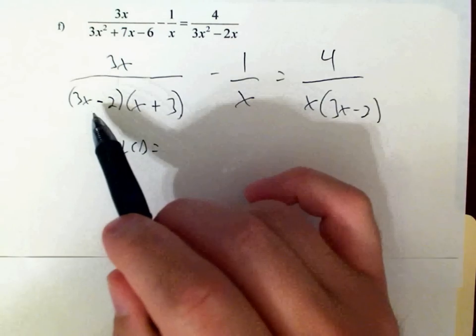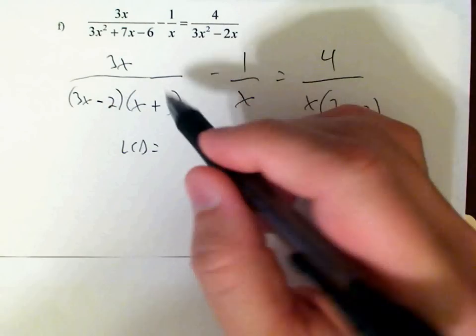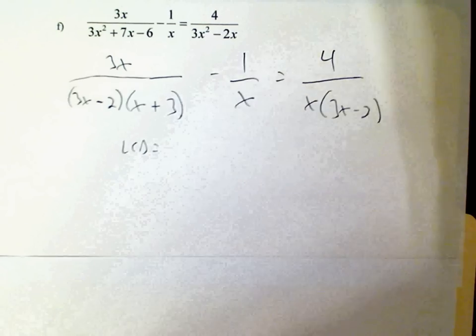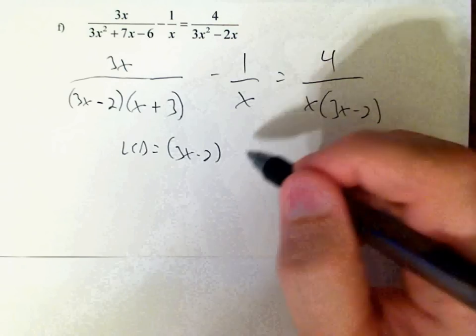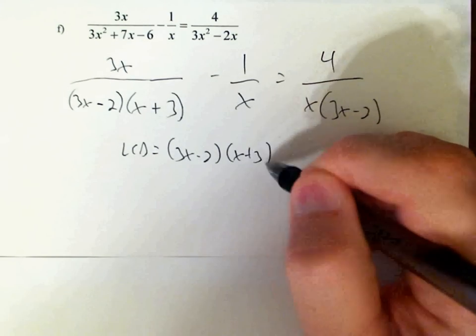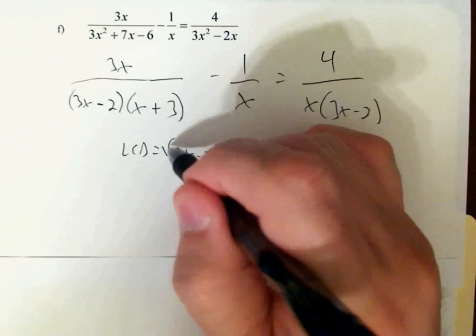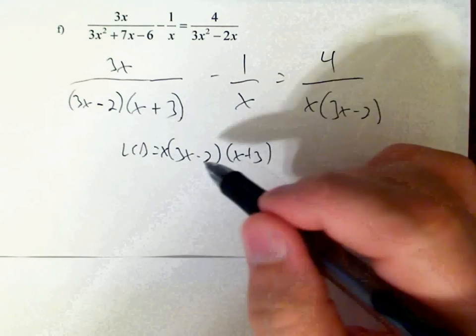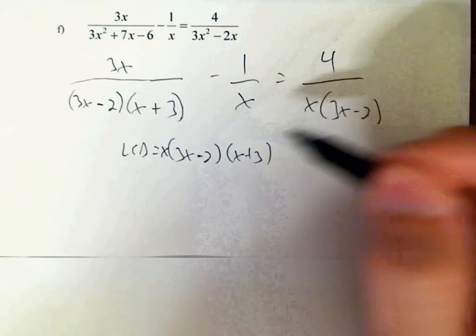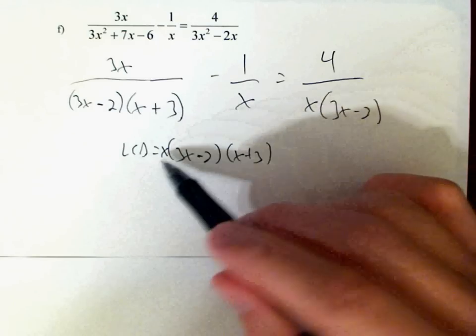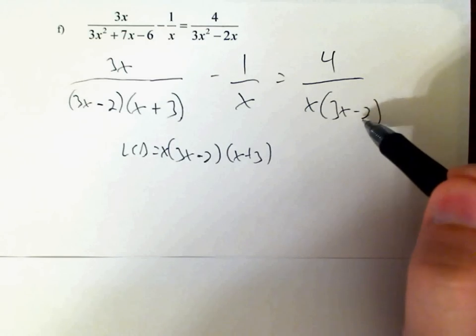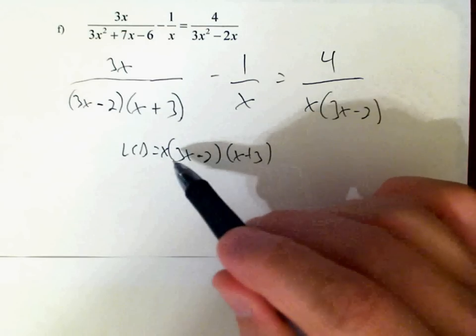So, start over here. You have to have a 3x minus 2 in it, so I'm going to write that down. Have to have the x plus 3, so I'm going to write that down. Have to have the x, so I'm going to write that down. The x that stands alone, not an x that's connected to something else, but an x that stands alone. Come back over here, I have the x that stands alone, and I also have a 3x minus 2 already accounted for. So this is my LCD.